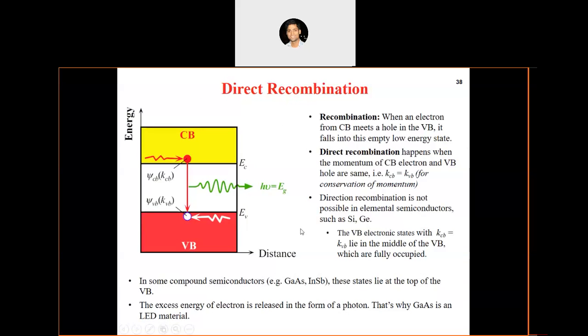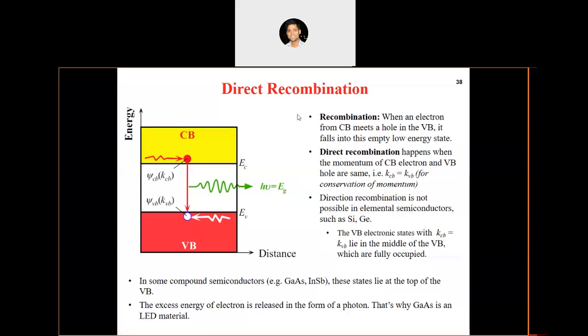Okay, let me quickly cover the very simple concept of recombination. I introduced this very briefly earlier also. Recombination is nothing but when an electron from the conduction band meets a hole in the valence band, and the electron goes into this empty low energy state. You can see here the electron in the conduction band combining with the hole in the valence band. A transition happens from the conduction band to the valence band, and the energy which is released comes out in the form of a photon, or basically light which will be emitted. Photon is nothing but light, right?